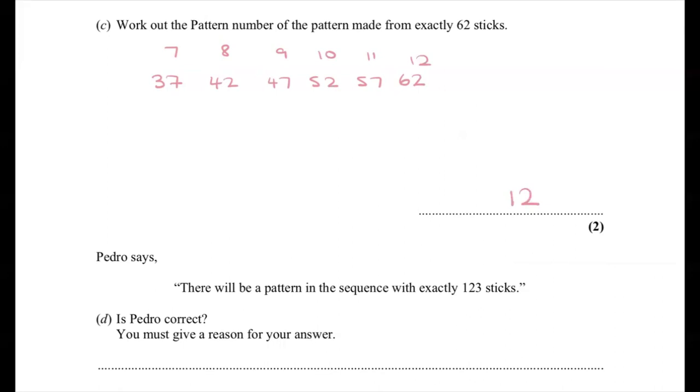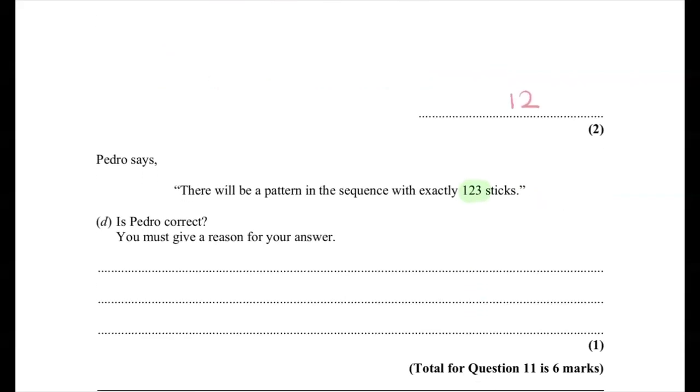Now, Pedro's saying that there will be a pattern in the sequence with exactly 123 sticks, and we've got to decide if he's right or not. Well, let's take a good look at what he says, and then take a look at what we've actually got happening in our sequence. Ends in 7, ends in 2, ends in 7, ends in 2. This pattern has continued throughout. Ending in a 3 is not going to be in our pattern. So that's our reason for saying no.